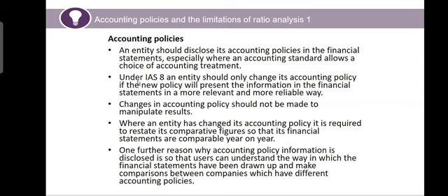Then accounting policies and limitations of ratio analysis. Accounting policies can also sometimes distort or impact your understanding of financial statements. So an entity should disclose its accounting policies in the financial statements, especially where an accounting standard allows a choice of accounting treatment. Like you can use the cost model or the revaluation model. If you are going on the cost model, your assets generally are shown at a lower value and your return on asset ratio goes up. Your return on equity and return on asset look very fantastic because you did not revalue your assets. I'll give you an example.